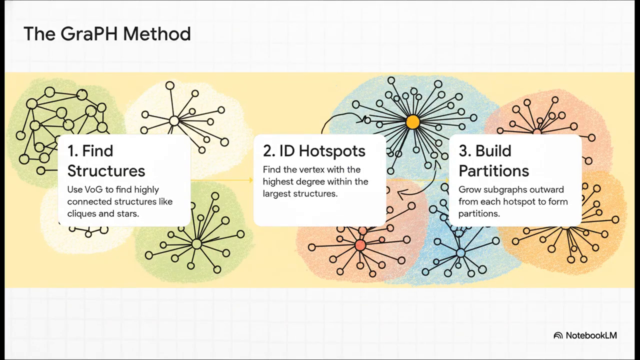So how does it actually work? Well, it's basically a 3-step process. First, GraphP uses a technique to find the most tightly knit social circles in the graph. Think of cliques where everyone knows everyone, and stars with one super popular person at the center. Second, it identifies the single most connected individual in each of those groups. That is the hotspot. And finally, it uses these hotspots as seeds, growing the partitions outwards until the entire graph is divided up. Pretty smart, right?